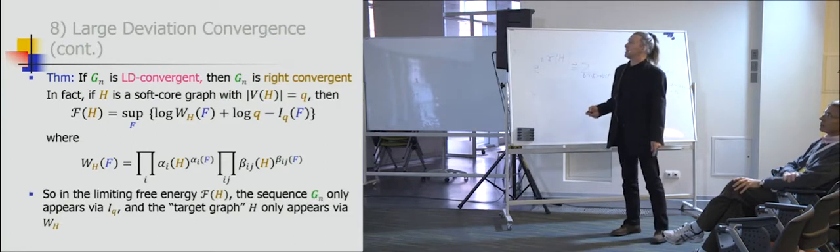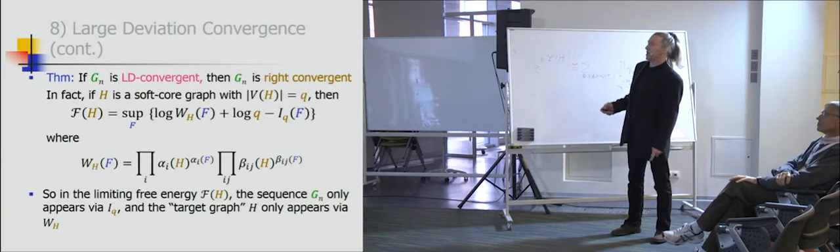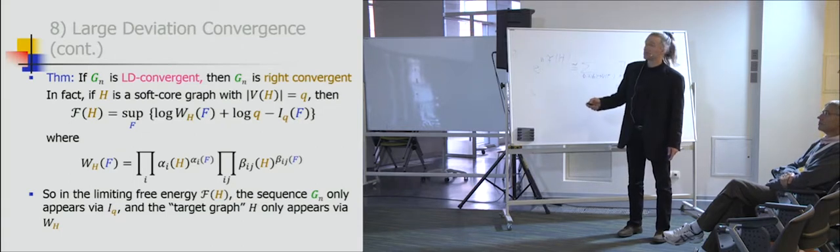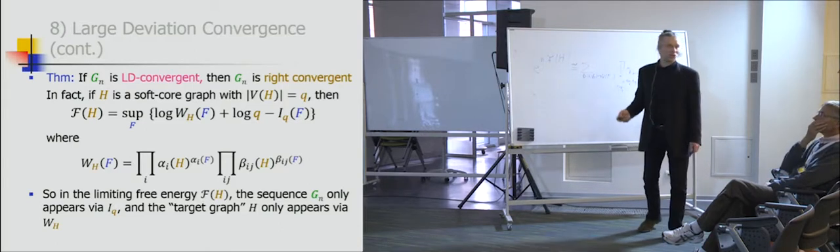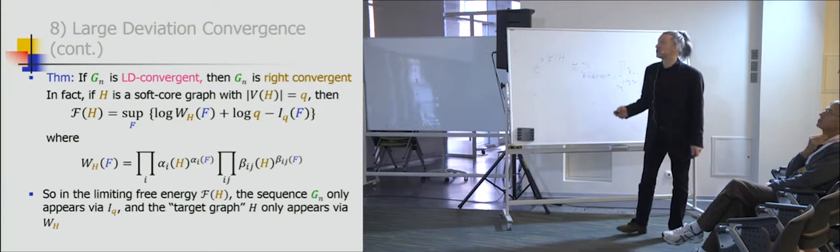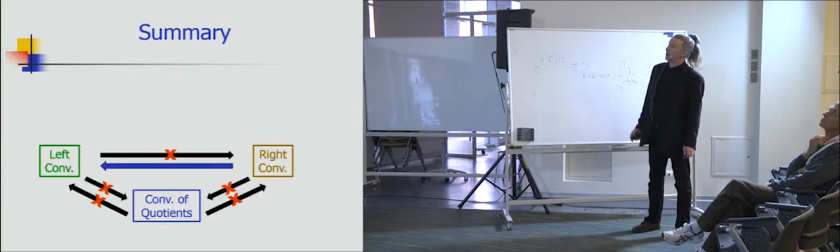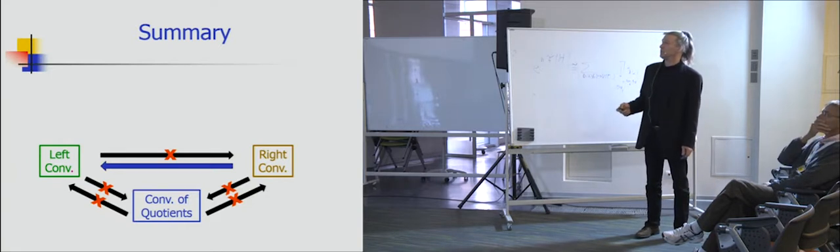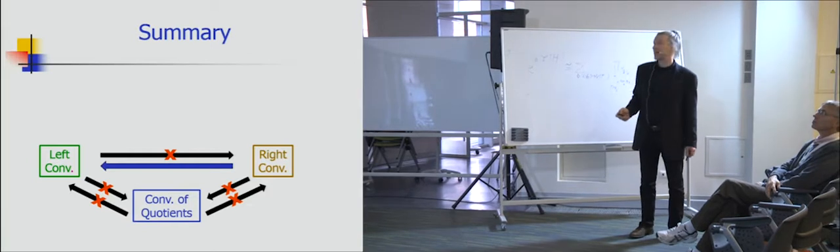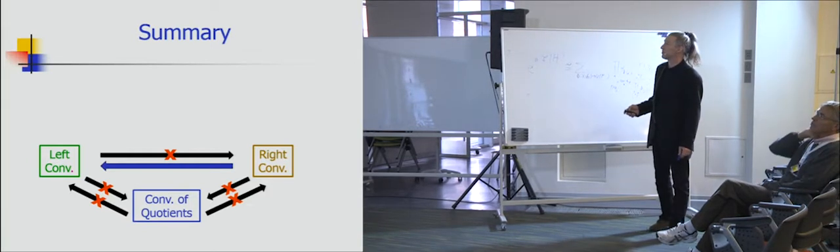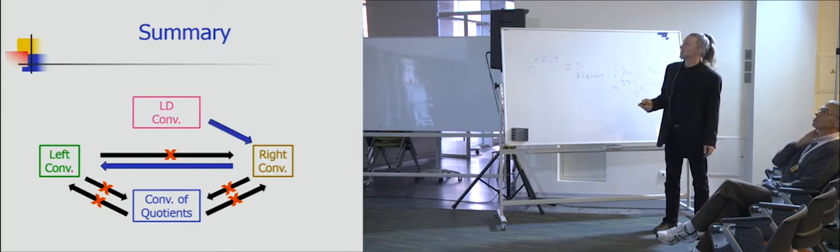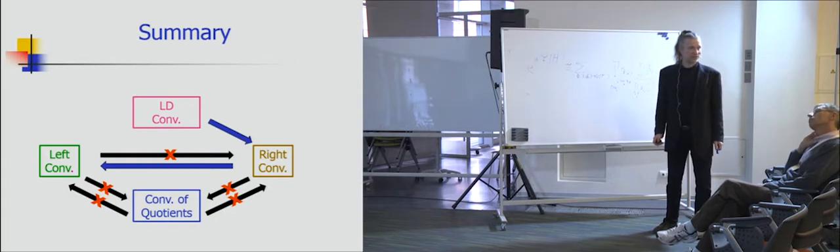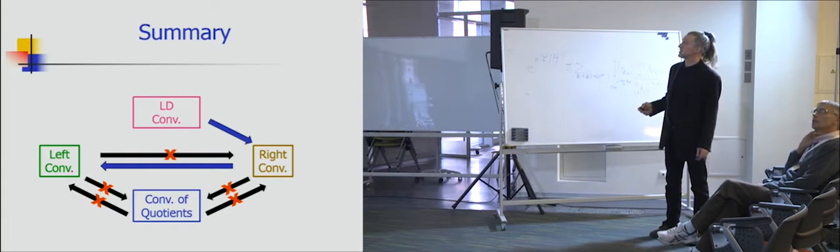In the limiting free energy, the sequence G_n only appears via this term, and the target graph H only appears via these weights. So it nicely factors into these two contributions, a nice energy-entropy principle. So what have we done now? This is what we had before: we said that right convergence implies left convergence. And now we have this large deviation convergence, and I convinced you that large deviation convergence implies right convergence. That's one of our main theorems here.